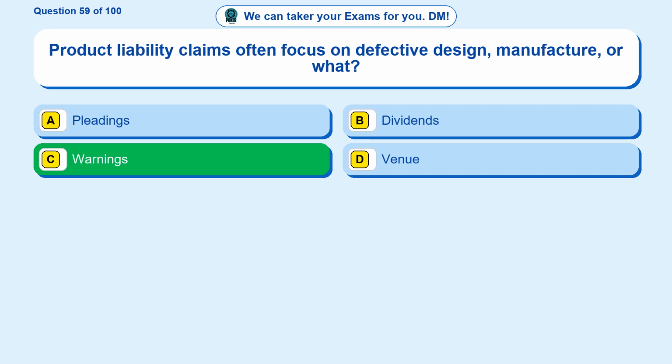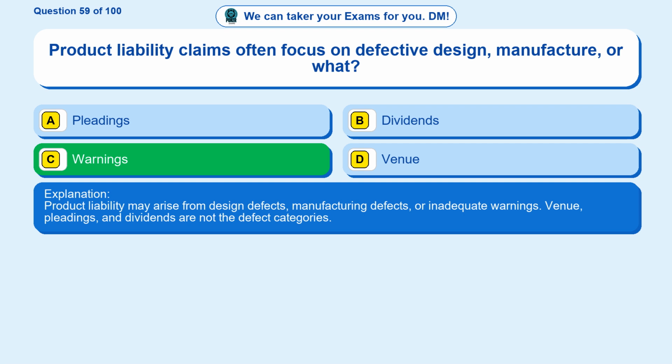The correct answer is option C, warnings. Product liability may arise from design defects, manufacturing defects, or inadequate warnings. Venue, pleadings, and dividends are not the defect categories.